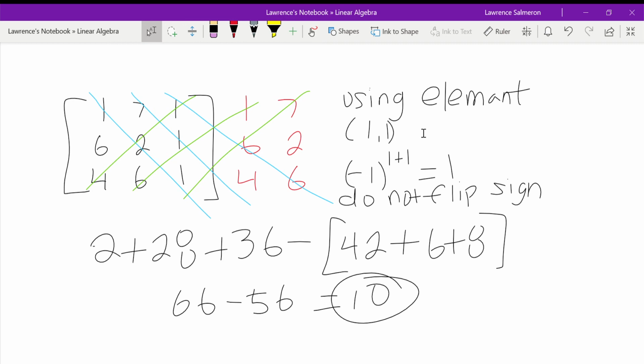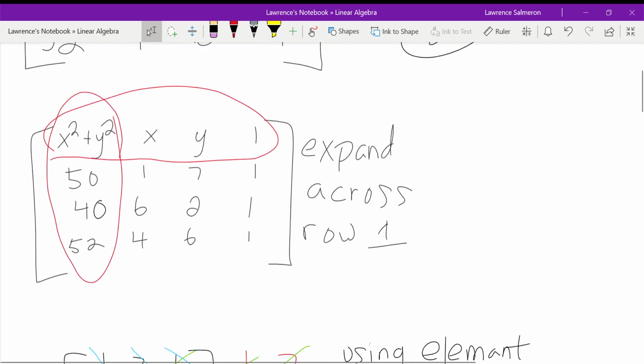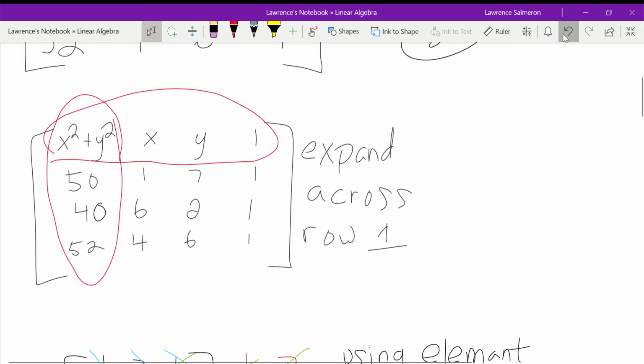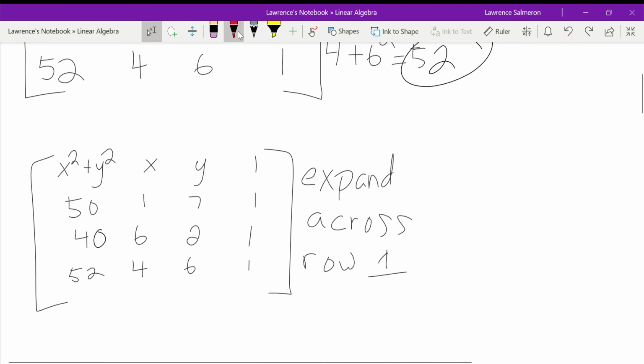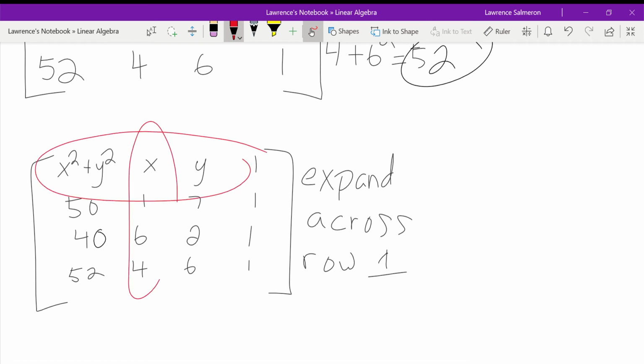So negative 1 raised to the 1 plus 1, that's just negative 1 squared, which is positive 1. You do not flip this sign. So there it is. Now the next one, we're going to go across row 1, column 2. Essentially, same idea, except we're going to use row 1, column 2.